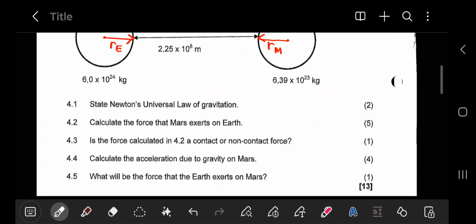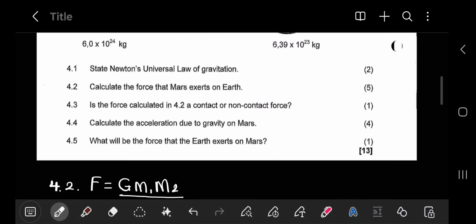Question 4.3 says, is the force calculated in 4.2 a contact or non-contact force? Obviously, this is a non-contact force. The planets are not touching each other. They are just exerting forces of attraction. So 4.3 is a non-contact force. Let's go on to 4.4.